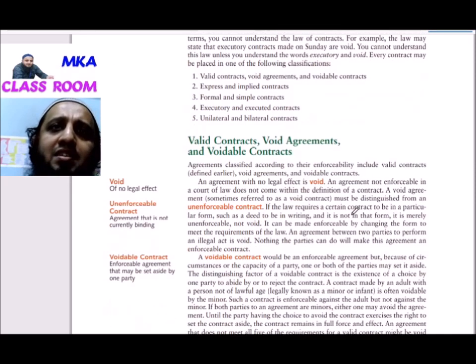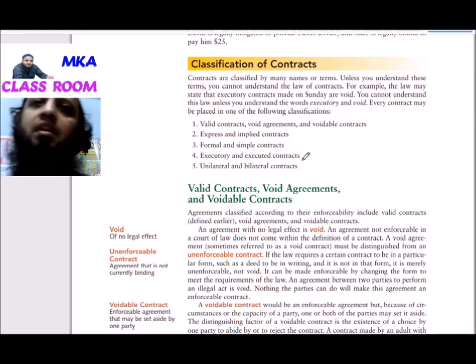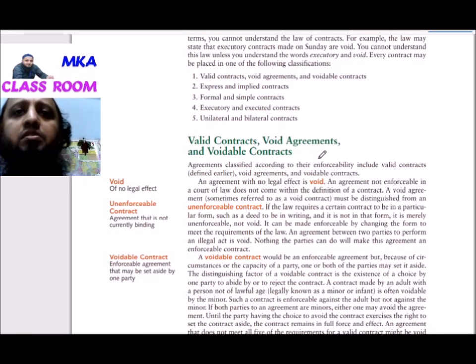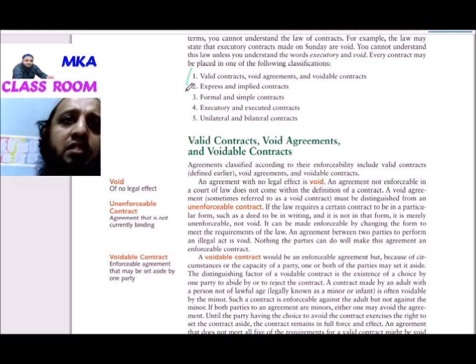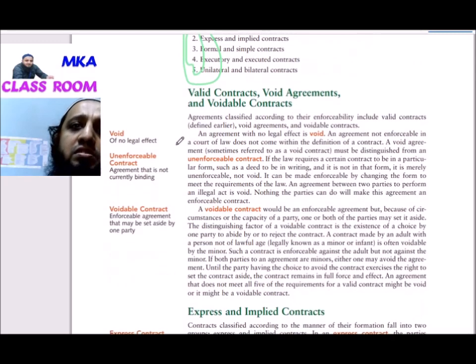Now we will try to discuss classifications of contracts. There are several classifications of contracts: valid contracts, void agreements, voidable contracts, express and implied contracts, formal and simple contracts, executory and executed contracts, unilateral and bilateral contracts. So basically these are 5 types of contracts we have. First of all, void agreements, valid contracts and voidable contracts.